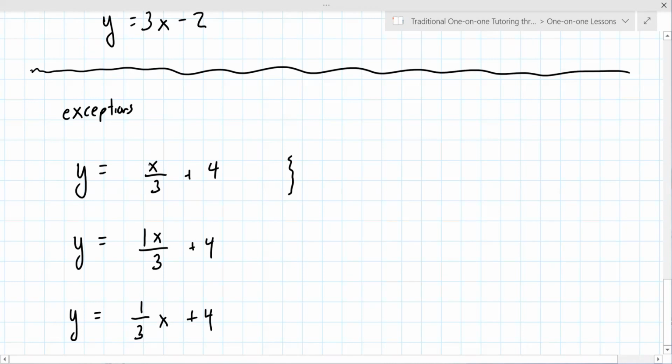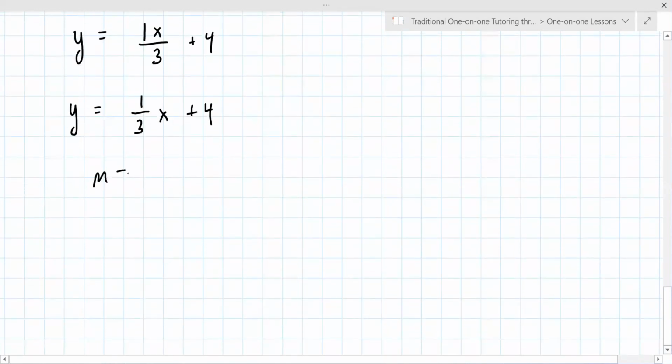And then yet another way is to write 1/3 x plus 4. Do you follow how these are the same? There's always a 1 in front of x. Sometimes we don't write it. So it could be written this way. And then you can move the fraction out in front of x. Do you follow that here? Okay, so y equals 1/3 x plus 4. So if I were to ask you what the slope is, it's 1/3 and the b is 4.